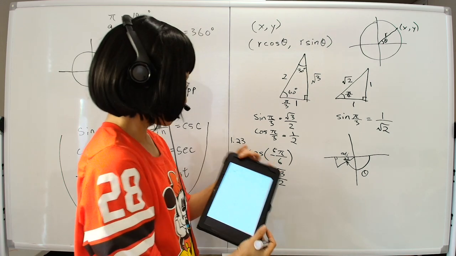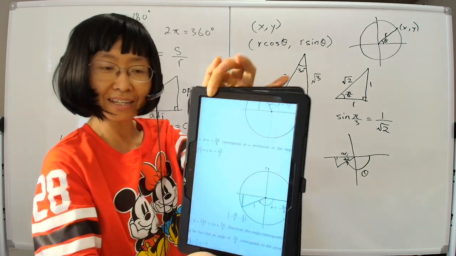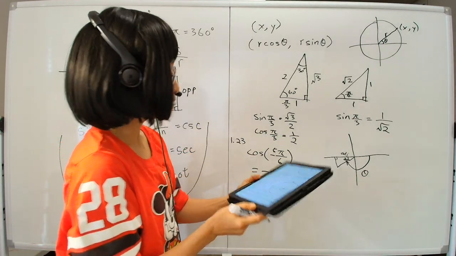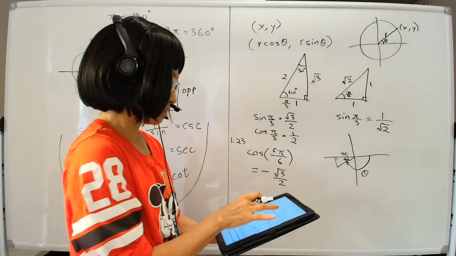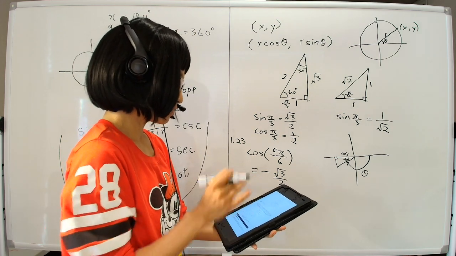And that should be right. Yep, it is right. See, it says right here, I don't know if you can see it. Cosine is minus square root of 3 over 2. And that should be good enough for this part, and let's move right along.